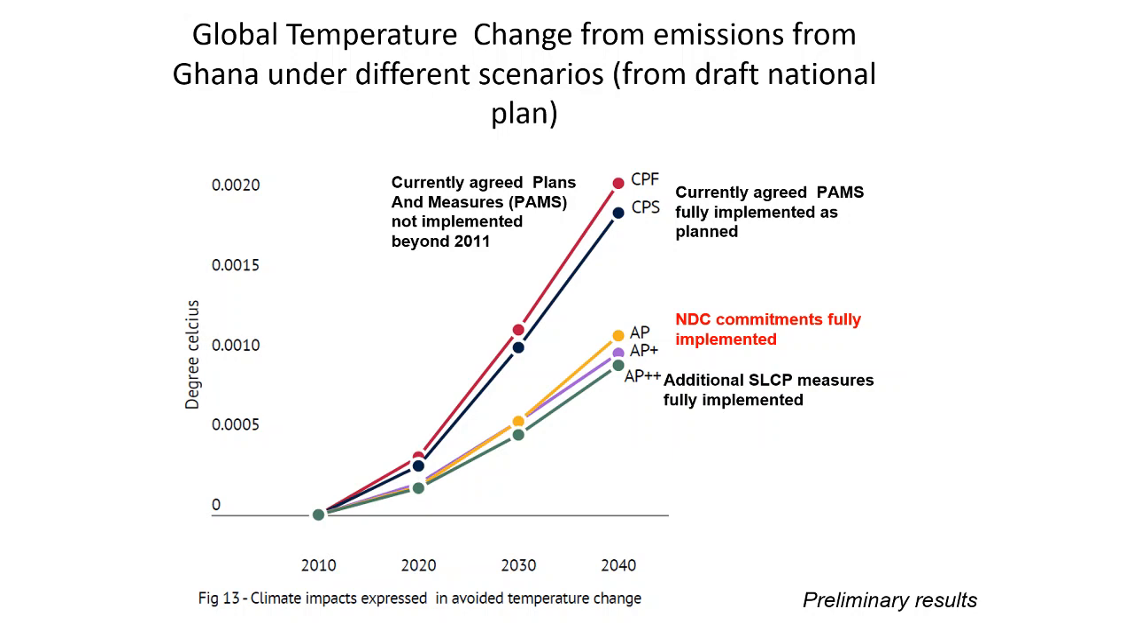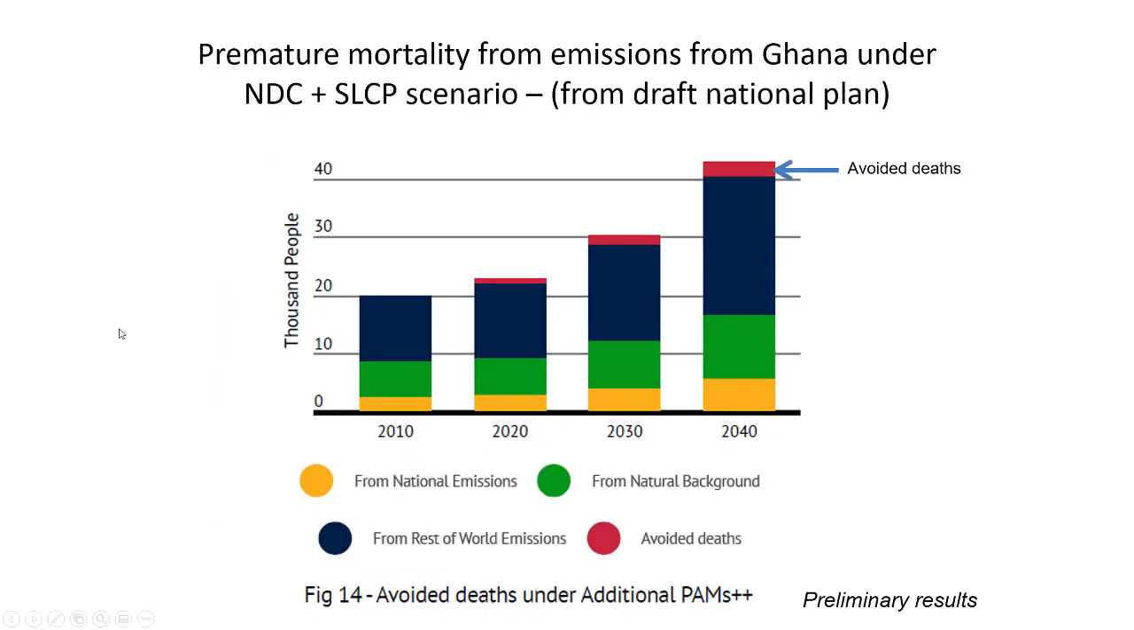With the IBC, what this allows us to do is to translate that into impacts. So this shows the global average temperature change from implementing those different policies, but maybe more relevant for you is this graph that shows the number of premature deaths associated with exposure to air pollution. Now, Ghana is a small country in West Africa, so you have a large contribution, if we look at 2010, a large contribution from emissions in the rest of the world to air pollution in Ghana.